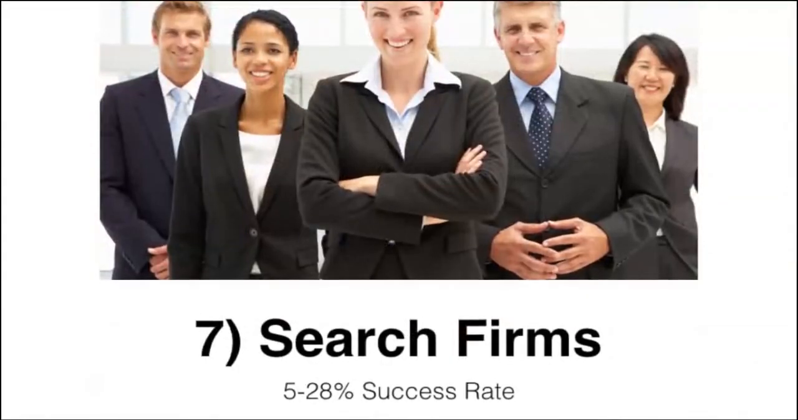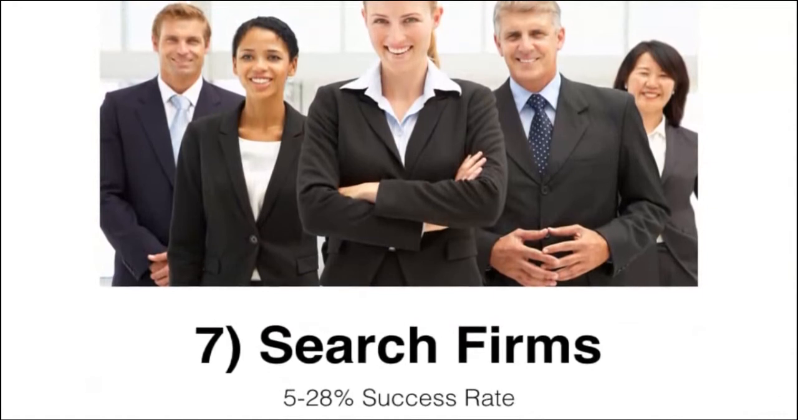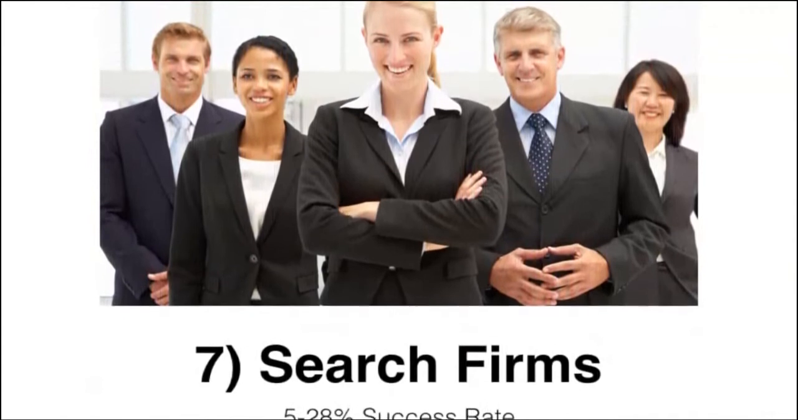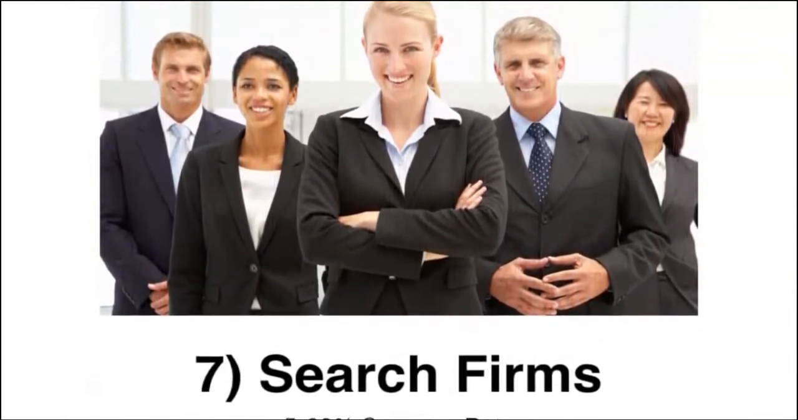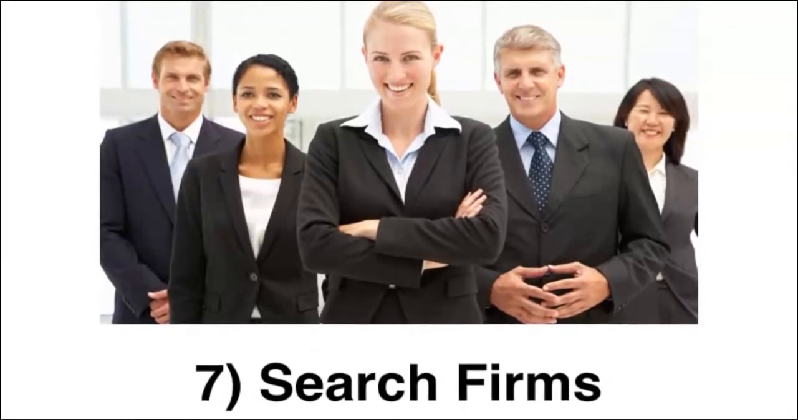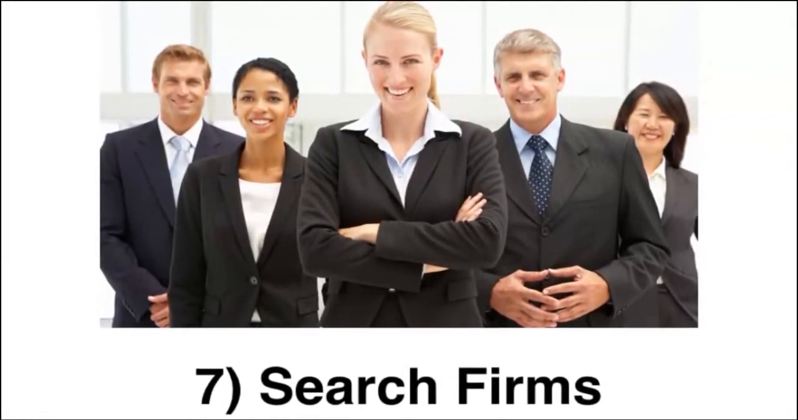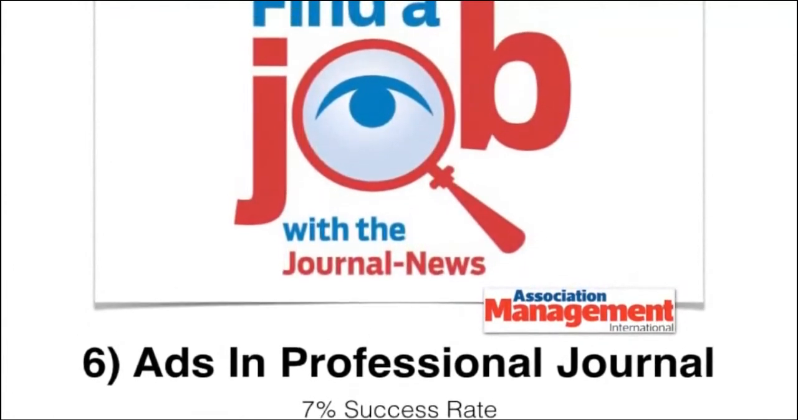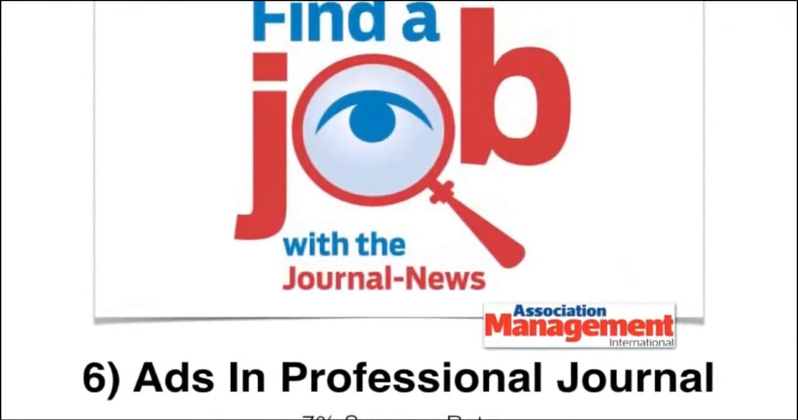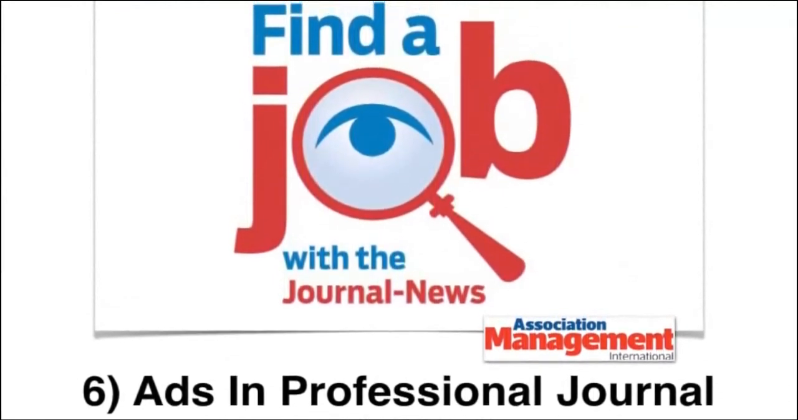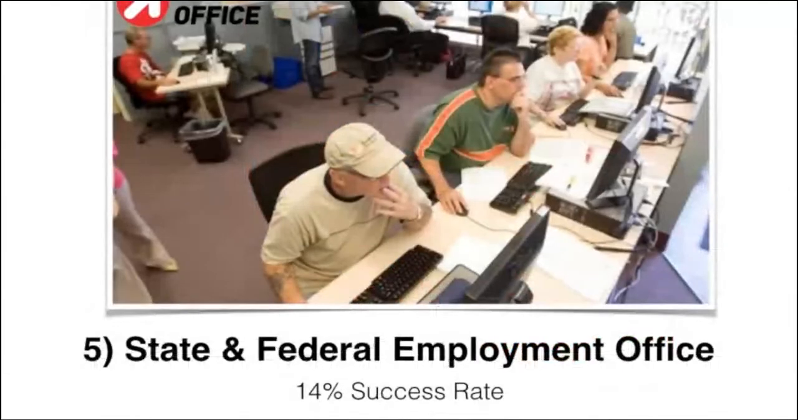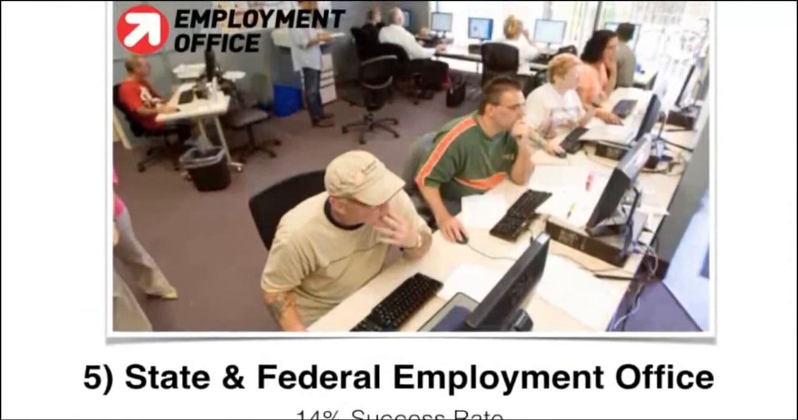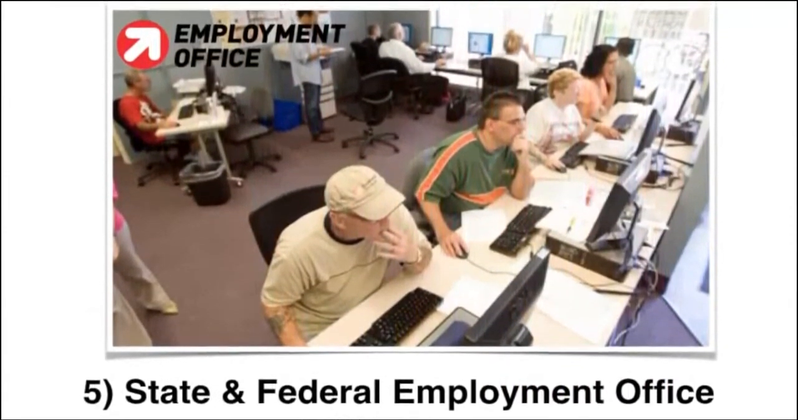Number 7, search firms, 5 to 28%. Just like there's a pretty broad range of industries that search companies cover, so is their depth of competence. And that's one thing that Mr. Bolles noted in his book, is that the huge range of competence also dictates their success rate. Number 6, ads in professional journals. That gives you a 7% success rate. It gives you a little bit more targeting. At the same time, it's very competitive in those industries. Now, let's move to number 5, where we have state and federal employment offices at 14%. Still pretty good, but you better have patience because you know those applications take time.